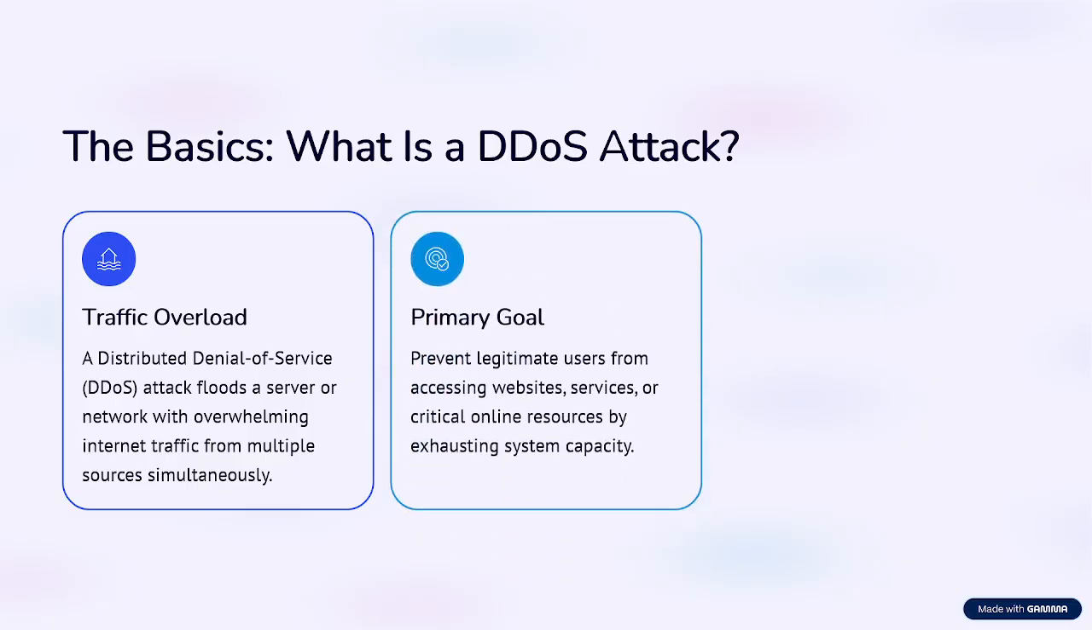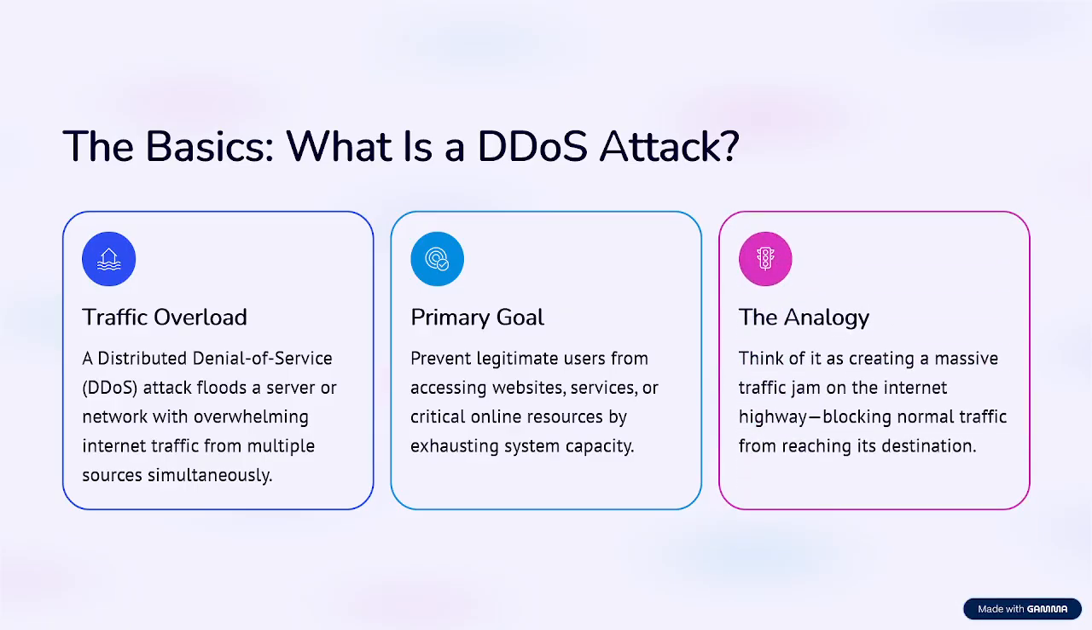The primary goal of such an attack is straightforward: to prevent legitimate users from accessing websites, services, or other critical online resources by exhausting the target system's capacity with this flood of bogus traffic. The attackers essentially make the service unavailable for genuine users. It's about denying access and disrupting operations.